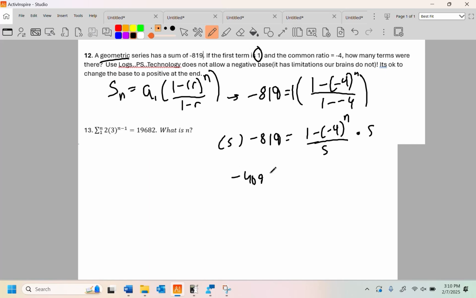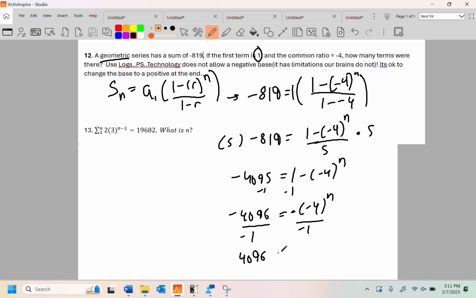So this is kind of when it starts getting a little weird, right? That equals 1 minus a negative 4 to the n. We're going to take away 1 from both sides. Negative 4,096 equals a negative 4 to the n. And if I divide out the negativity here, I don't get to enter the parentheses. But I end up with 4,096 equals negative 4 to the n.